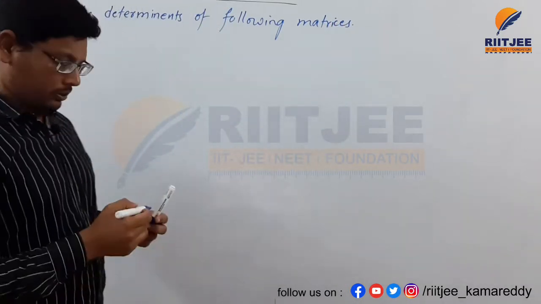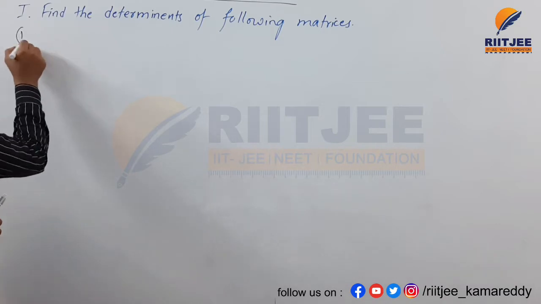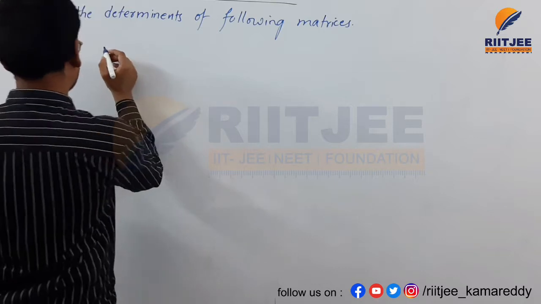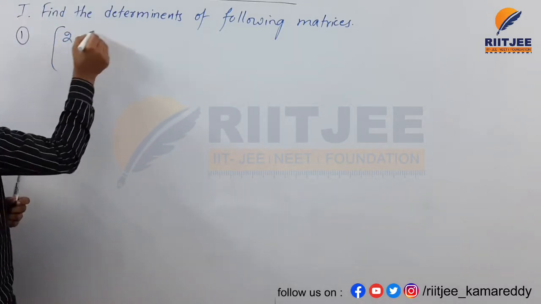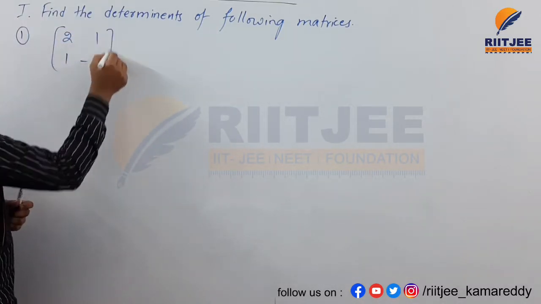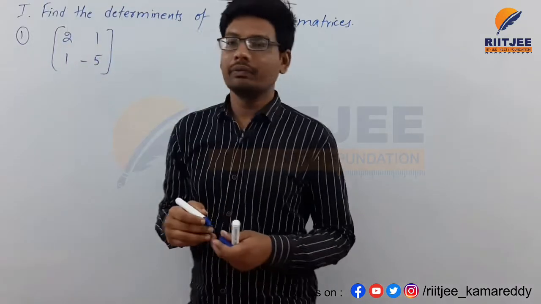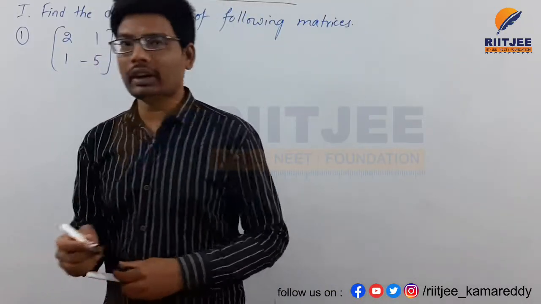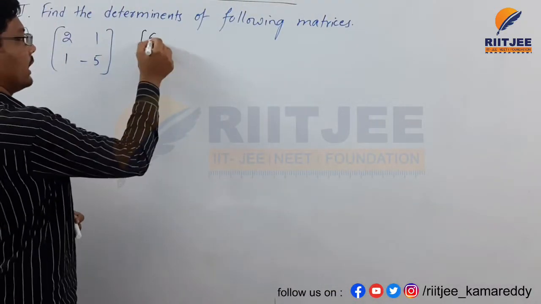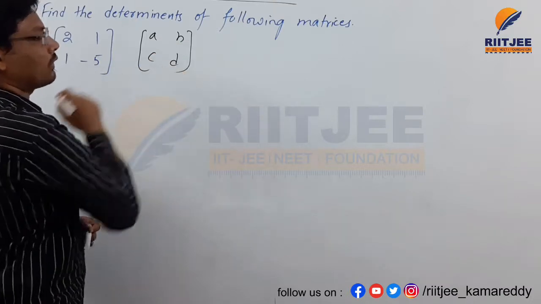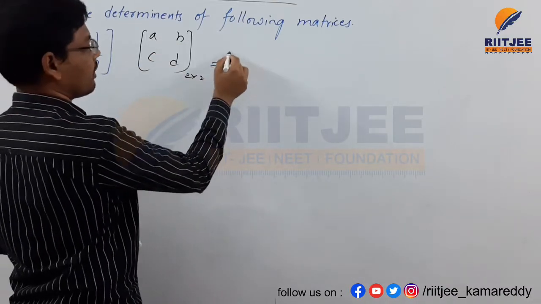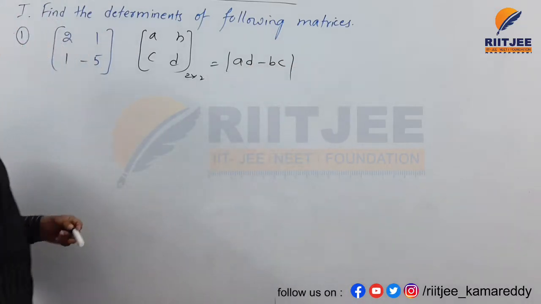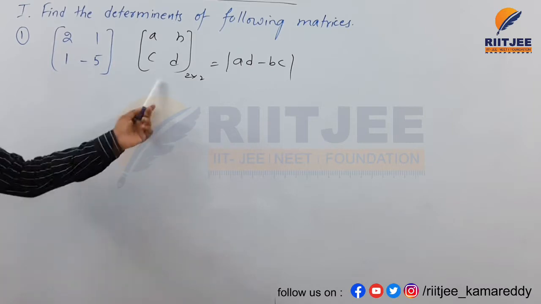In this bit, the first question is the matrix 2 1 1 minus 5. This is the matrix given. To find the determinant of this matrix, it is in the form A B C D. The determinant of a 2 by 2 matrix is the modulus of AD minus BC.